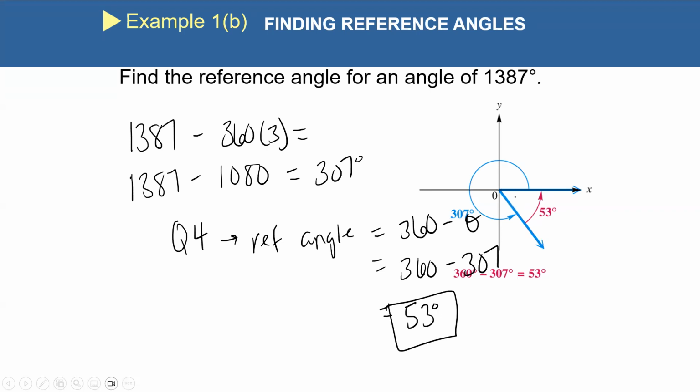Why did you say that the first quadrant wasn't included? Because it's already less than 90. So this is for non-acute angles. Okay.